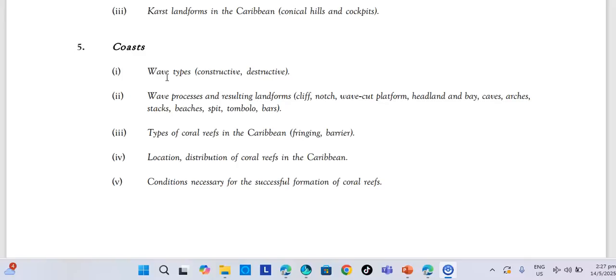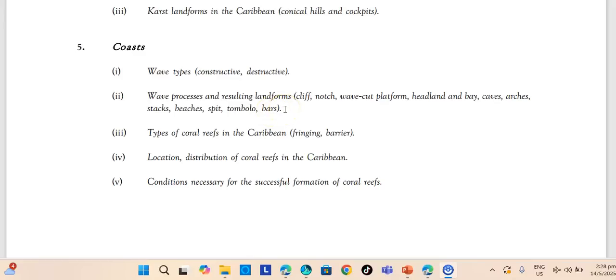They have a strong swash, that means water moving up the beach. They have a weak backwash, meaning water moving back to the sea. They deposit materials like sand and pebbles. As a result of constructive waves, we have beaches, spits, and bars being formed.